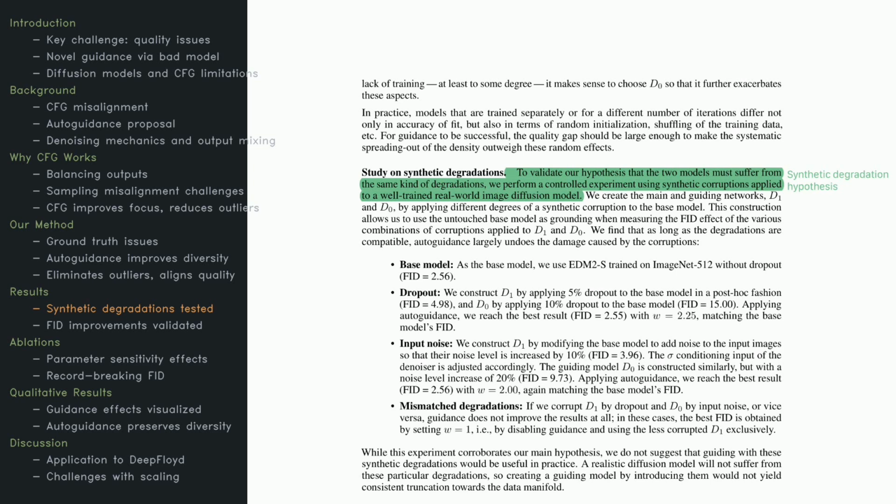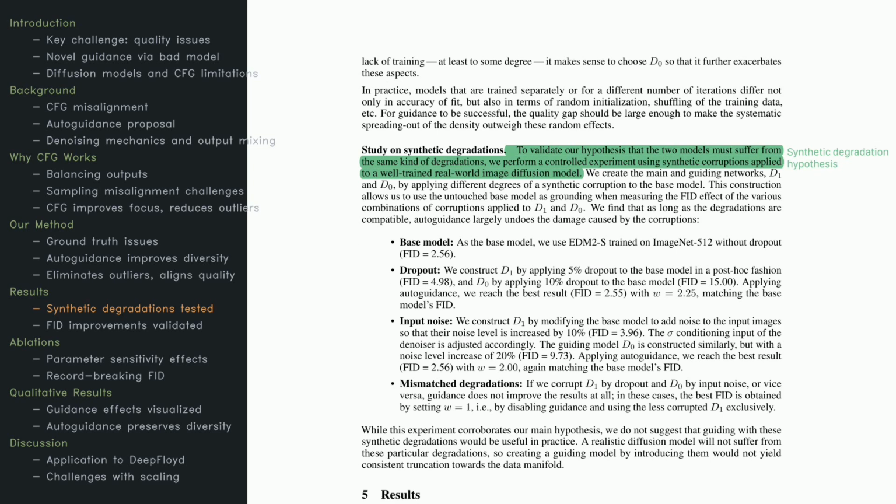It still guides the main model effectively, mostly undoing the damage caused by the added noise. The big takeaway is that for autoguidance to work, both the main and guiding models need to share a similar type of degradation. If they're mismatched, the results aren't as strong. But if you control the corruption carefully, autoguidance can recover much of the original quality.